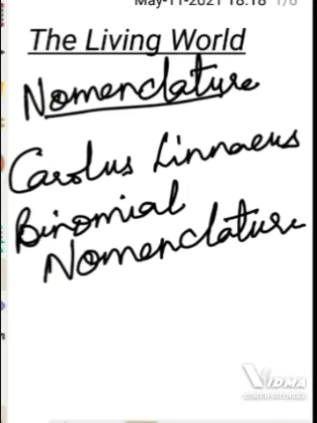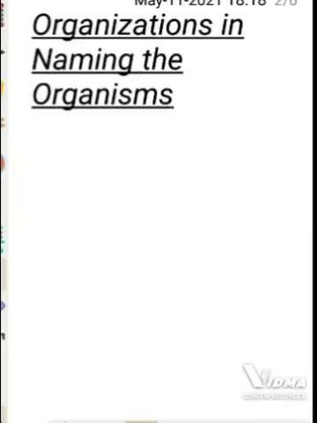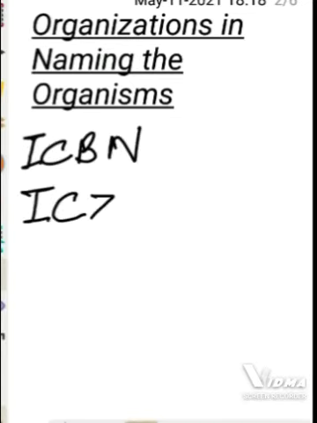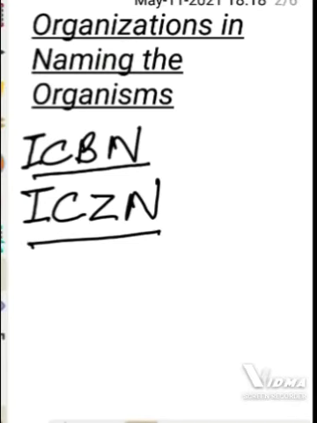So there are different organizations that follow this binomial system of nomenclature. These are ICBN and ICZN. ICBN stands for International Code for Botanical Nomenclature. ICZN stands for International Code for Zoological Nomenclature. So they give names to different organisms, basically following the binomial system of nomenclature. So let us start with the various rules and principles that they follow.